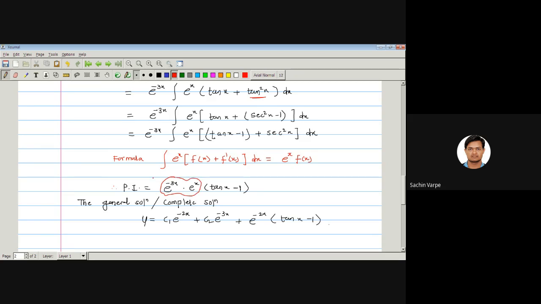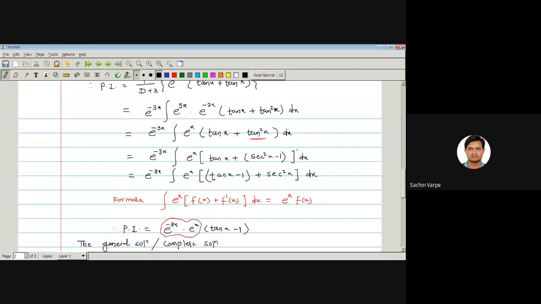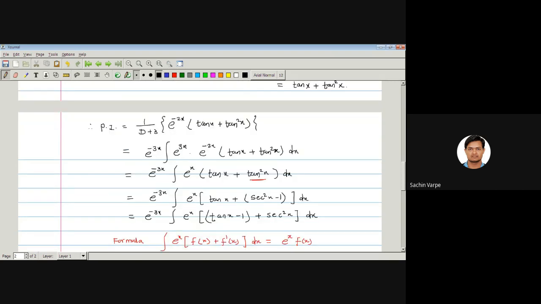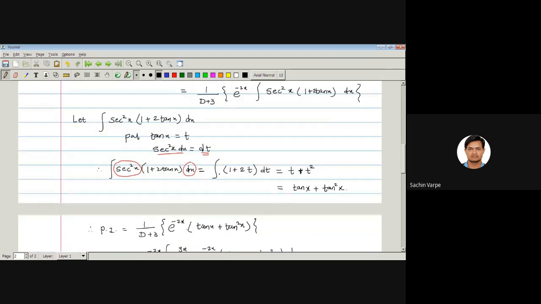Is this okay to everyone? Yes, sir. That is your last complete solution. Please ask if any doubt. It's very easy and straightforward, but a little bit lengthier because of these integrations. So if you are confident about the techniques of integration, then this general method will be easy for you.